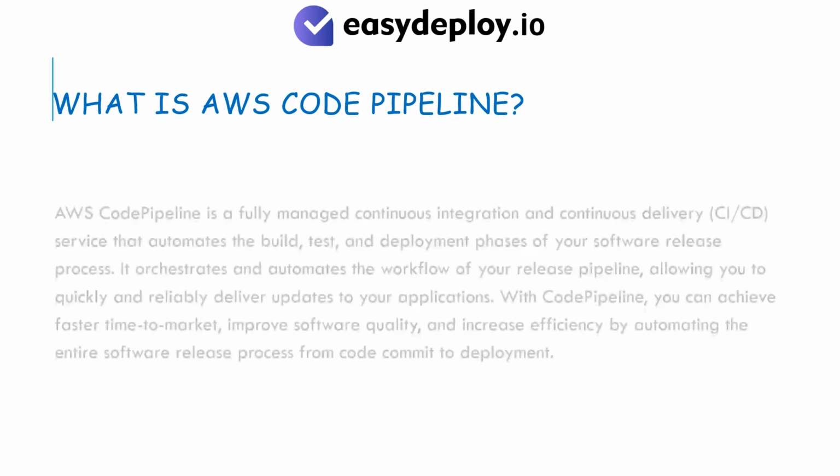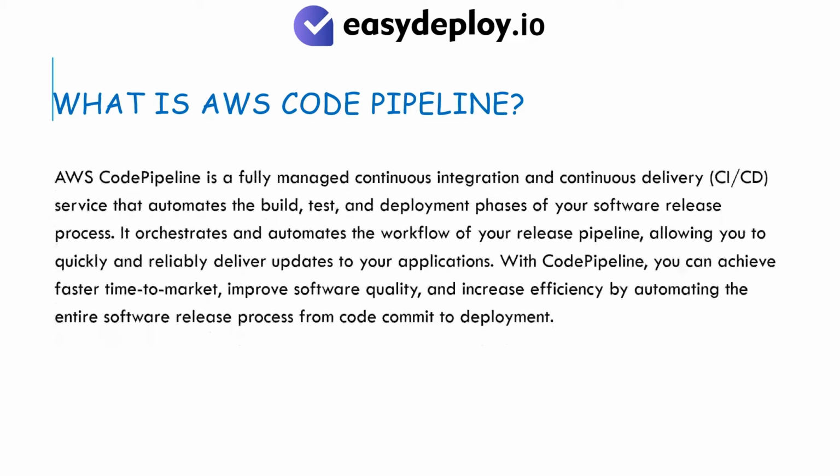What is AWS CodePipeline? AWS CodePipeline is a fully managed continuous integration and continuous delivery (CI/CD) service that automates the build, test, and deployment phases of your software release process. It orchestrates and automates the workflow of your release pipeline, allowing you to quickly and reliably deliver updates to your applications. With CodePipeline, you can achieve faster time to market, improve software quality, and increase efficiency by automating the entire software release process from code commit to deployment.